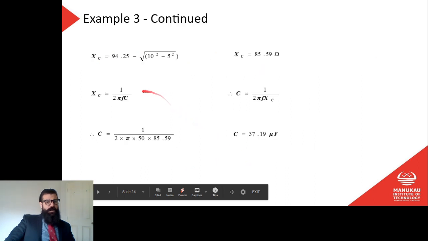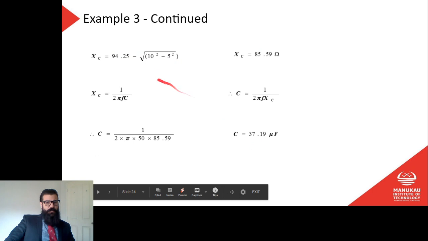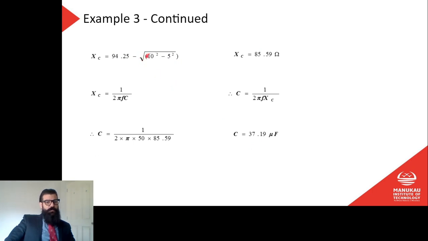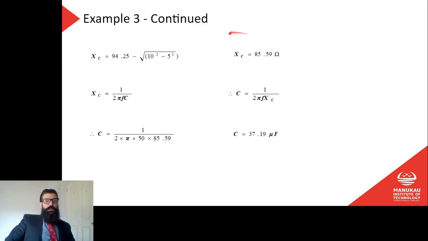So if I work that out, XC equals 94.25, that was my XL that we worked out, minus the square root of 10 squared, that's my impedance, minus 5 squared, that's my resistance, which means my XC is 85.59 ohms. So what we're saying there is, in order to get this power factor to be 0.5 lagging, I need a capacitive reactance of 85.59 ohms.